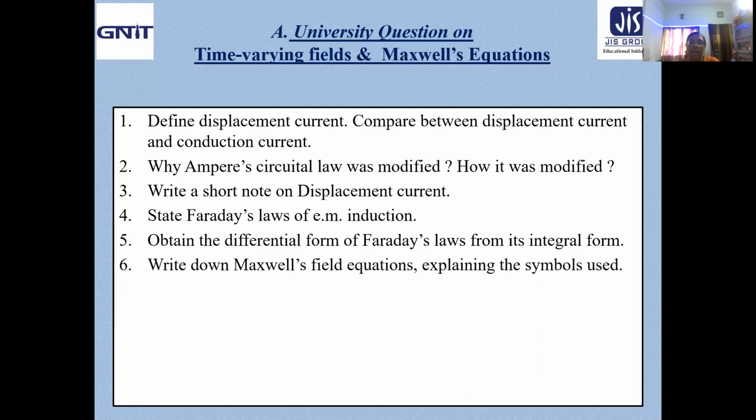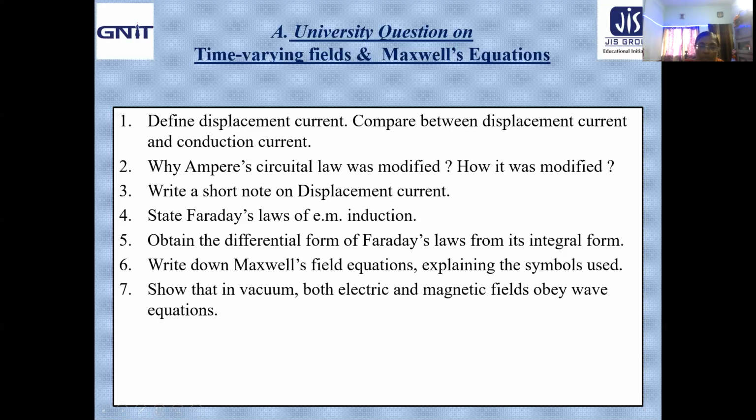Next question. Write down Maxwell's field equations explaining the symbols used. We all know that there are Maxwell's four field equations in the form of Gauss's law of electrostatics, Gauss's law of magnetostatics, then Faraday's law of electromagnetic induction, and modified Ampere's circuital law. That is Ampere's circuital law as modified by Maxwell. Definitely you all know it. Now you will write them and then explain each and every symbol. Everything is done in very detail in the lecture session.